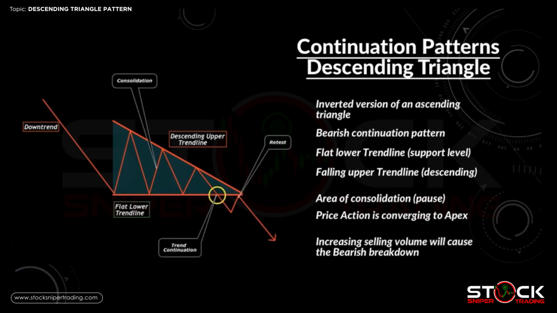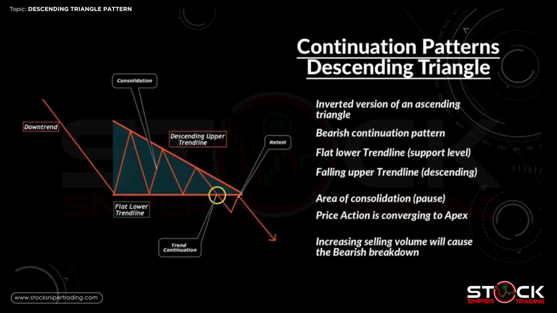The descending triangle is a bearish continuation pattern. It is an inverted version of an ascending triangle. It has a flat lower trend line, which is the support level. It has a falling upper trend line, which is descending and making lower highs. It is seen as an area of consolidation or a pause, the triangle. Price action is converging towards the apex of the triangle, and increasing selling volume will cause the bearish breakdown.